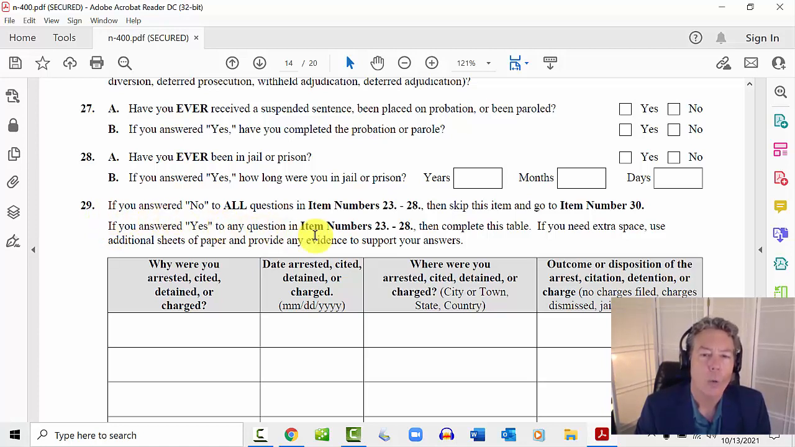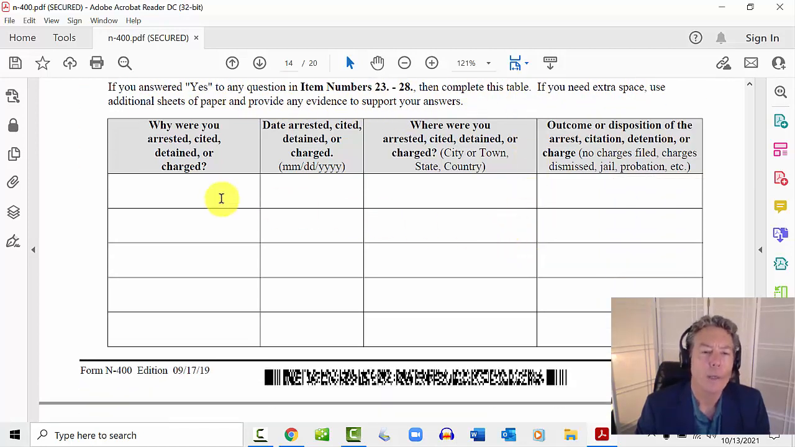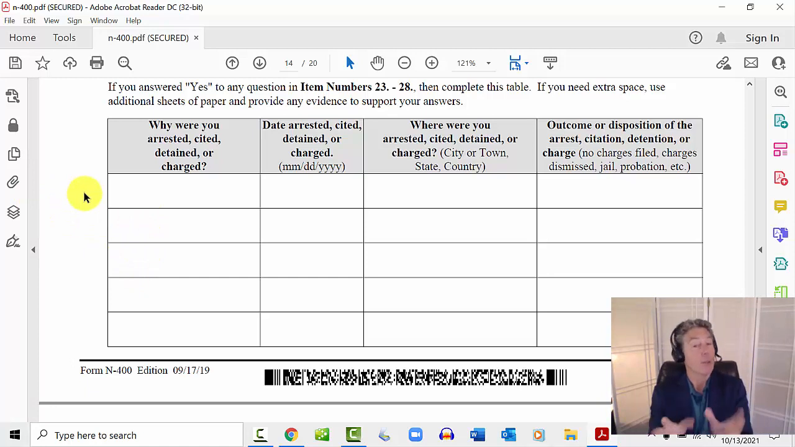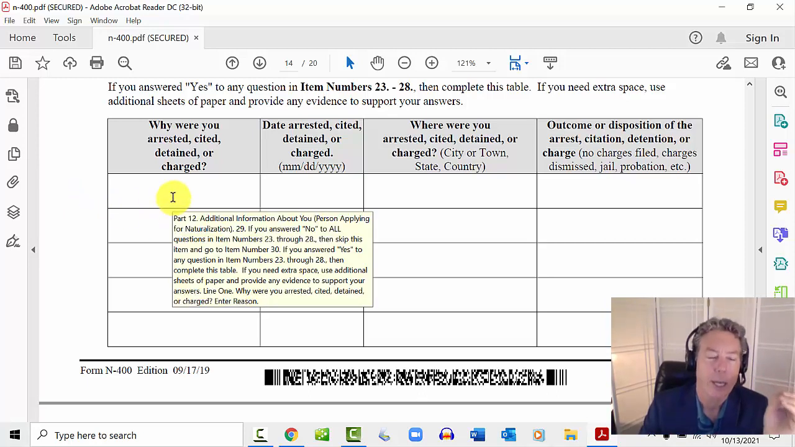If you answered no to all questions, skip this. If you answered yes, complete this table. All right. So this is a criminal table, criminal chart, a way for them to quickly organize and see if you're forgetting anything, because remember, they're going to be taking your biometrics, so they're running your FBI check, and God knows what other databases they're going to be accessing for you when they're doing your fingerprints. They might even show up at work. They might even go to different places. So they have a lot of leeway to check you out.